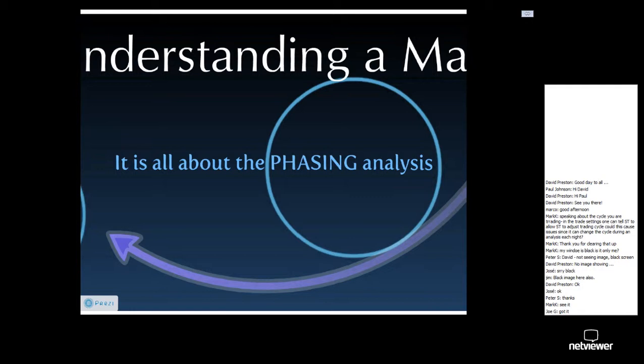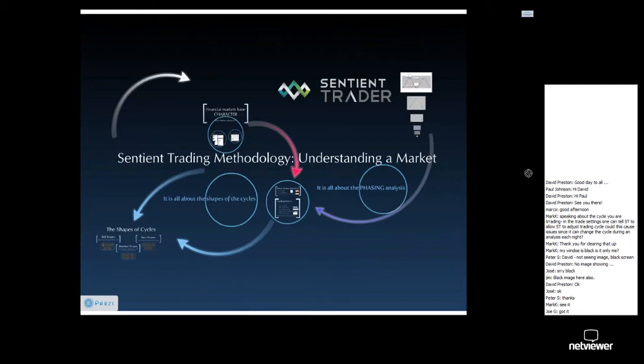So to wrap up today's session, I would like to remind you that we're considering the shapes of the cycles in the market. The shapes of the cycle in the market are calculated by Sentient Trader on the basis of the phasing analysis that it has performed. And it is always worth mentioning that it is all ultimately about the phasing analysis. If your phasing analysis is poor, then you're going to get poor trading and poor statistics, and your statistics are going to be meaningless. If your phasing analysis is good, then you're going to get meaningful results.